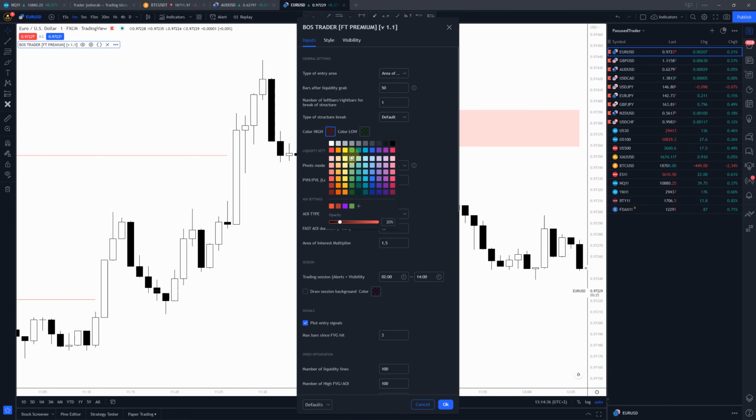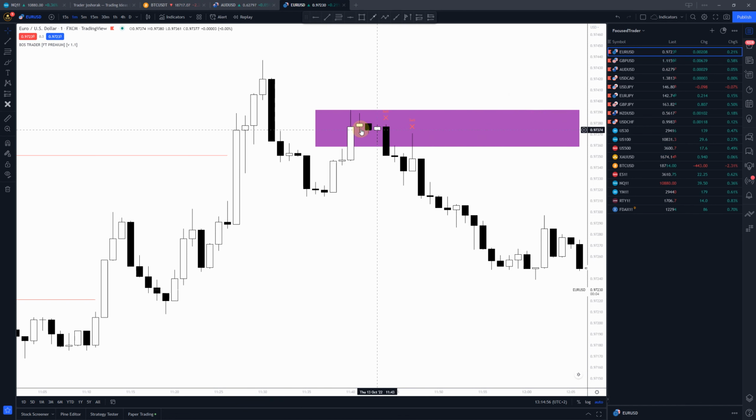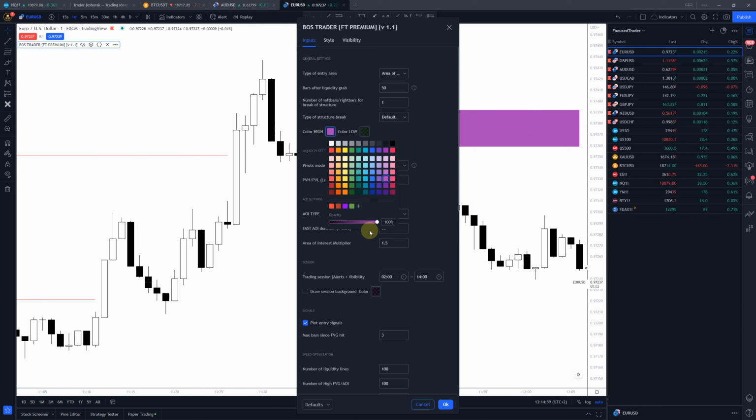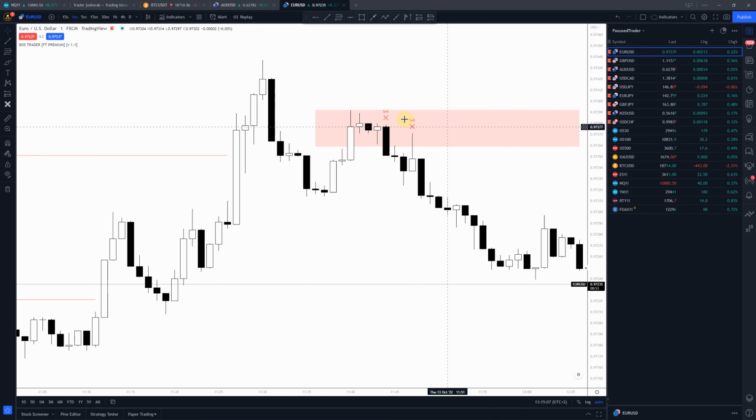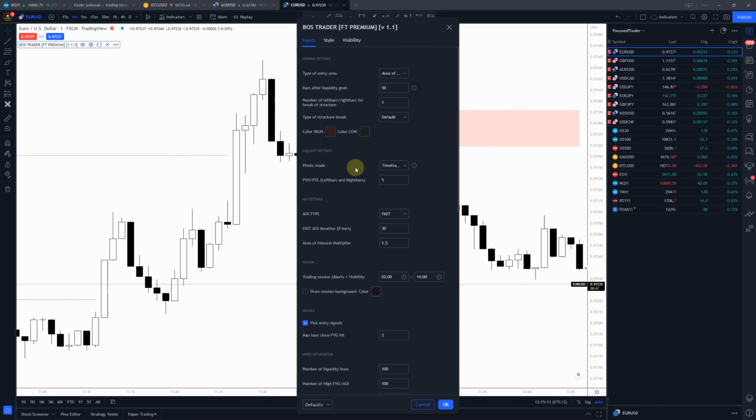So if you get, for example, a darker theme, like a black background, you could change the color of the area of interest, and you could also change the transparency. So let me just make it, what is this, purple maybe. And you see that it's more visible if you set the transparency to be lower. So again, let me reset and change it to default, because I have red for resistance and green for supports. Okay, so this is just the color settings, and then we have the liquidity settings.